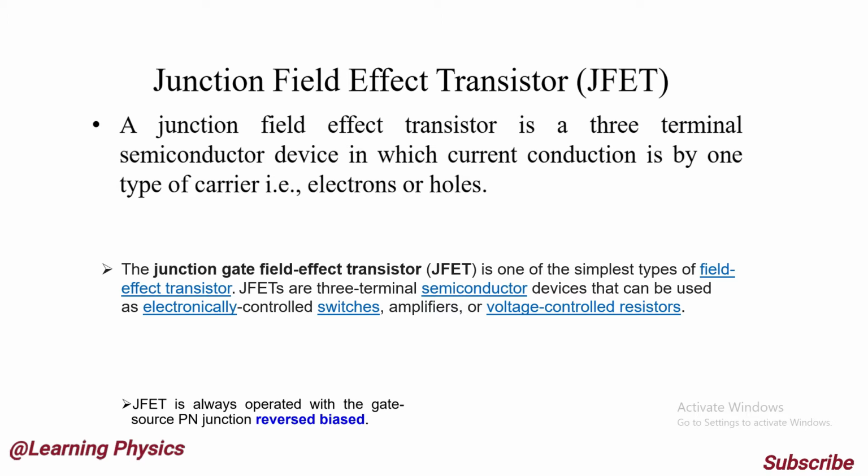Basically, a junction field effect transistor we use for electronically controlled switches, amplifier or resistor. It is also used to enhance the value of voltage or current, or to stop or flow of charges, and also used as a resistor. Basically, JFET always operates in reverse bias, like a diode. We have studied in the PN junction diode forward bias condition and reverse bias condition, but here we study only the reverse bias condition.